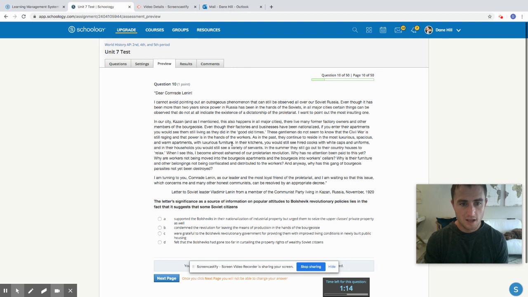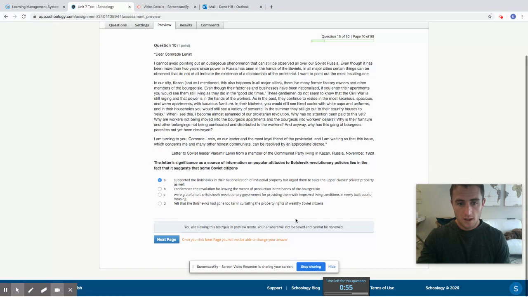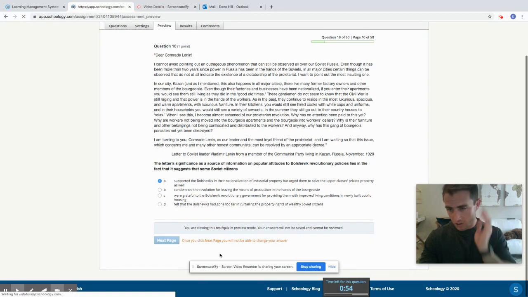Okay, I get it. So it sounds like this guy's complaining because the rich still have a better life than the workers, right? So let's see if there's something that says that. "Supported the Bolsheviks in their nationalization of industrial property, but it urged them to seize the upper class's private property as well." That's exactly what's going on, and that's the right answer right there. Boom. Let's go to the next page.